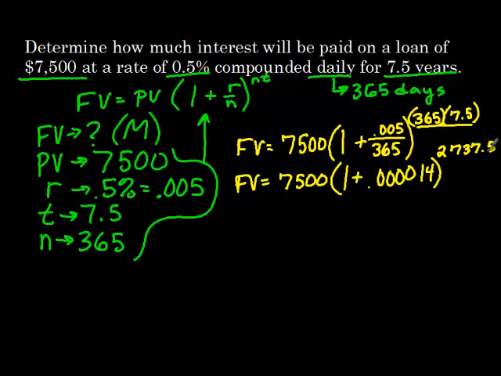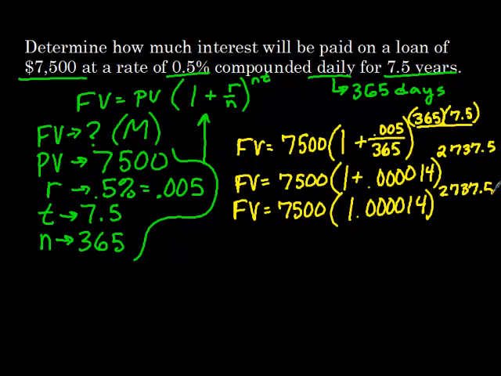The problem is breaking down a little bit more. So let's start combining some like terms. Once again, we're going to leave the 7,500 go. We have 1 plus 0.000014, which just happens to be 1.000014, raised to the 2,737.5 power. If we follow the order of operations, the next thing we have to do is the exponents.